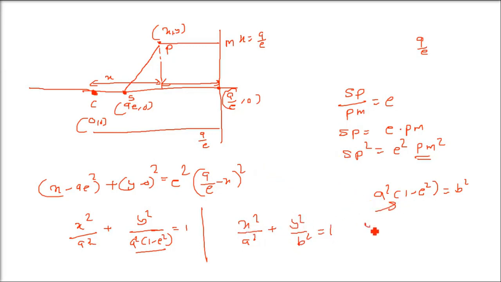Now if you want to find out x or y from this equation, y will be equal to plus minus b by a under root a square minus x square. If you want to find out x, it will be plus minus a by b under root b square minus y square. And this is true when the major axis is your x-axis.